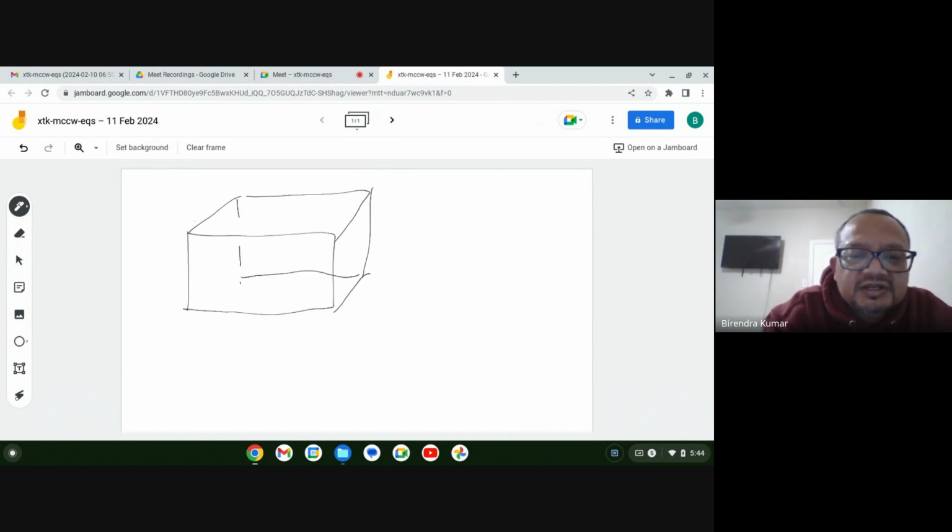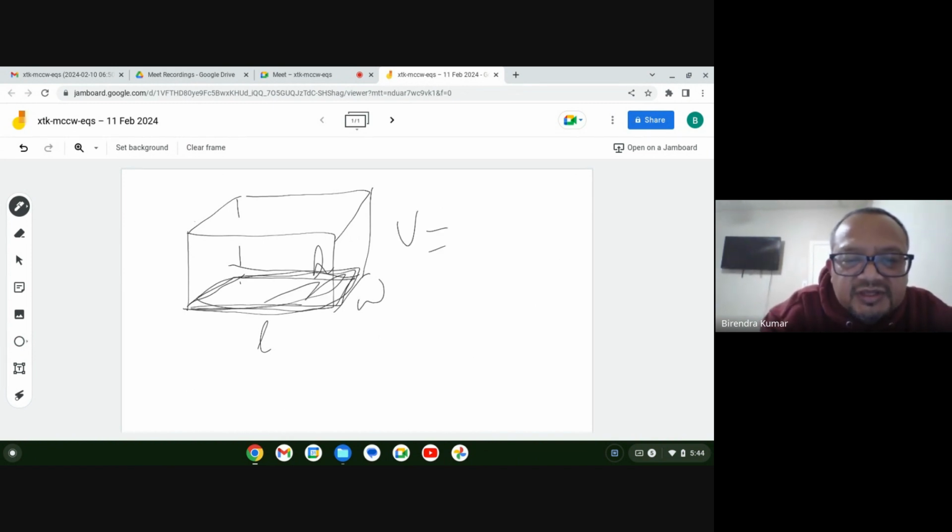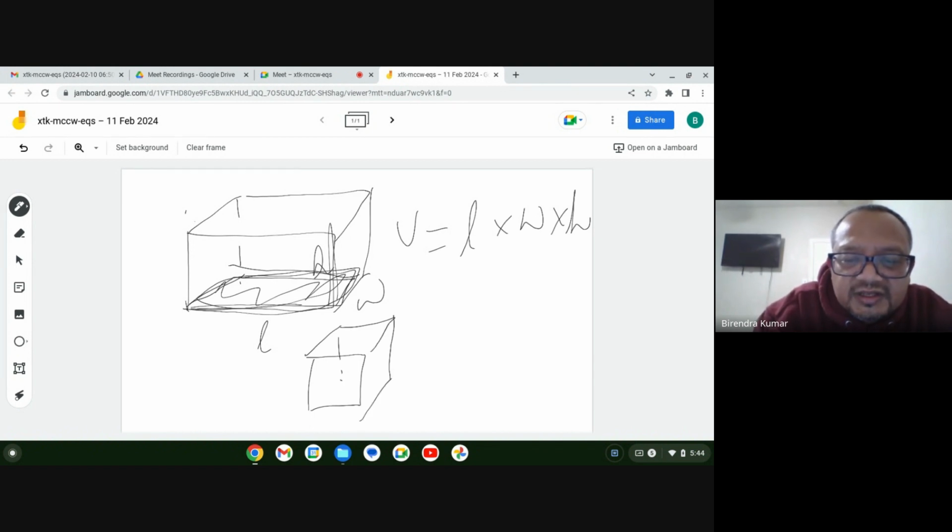meaning this is a rectangle, this is length, this is width, and this is height. So volume of a cuboid would be the area of the base multiplied by the height. So area of the base is length times width, times the height. Same thing if you're doing it for a cube, here also you can say the volume equals length times width times height.